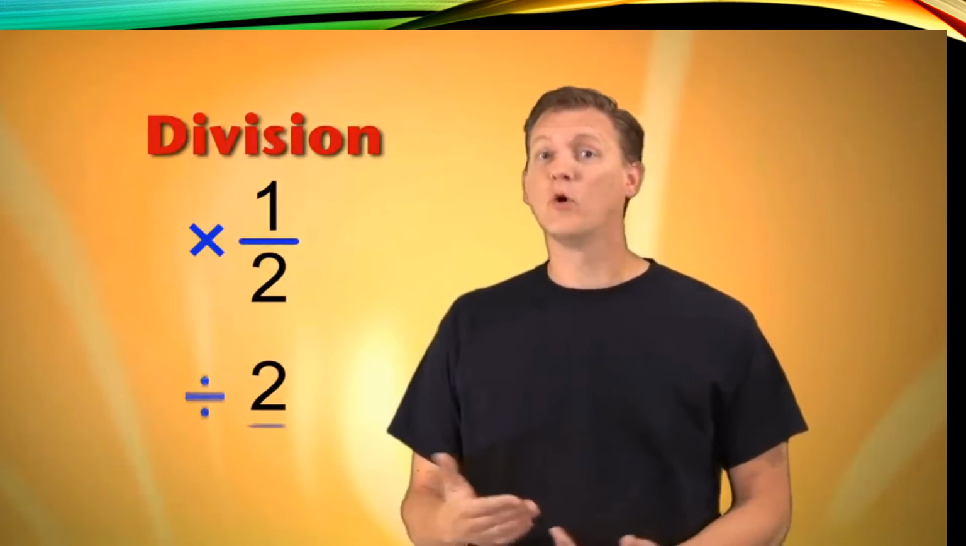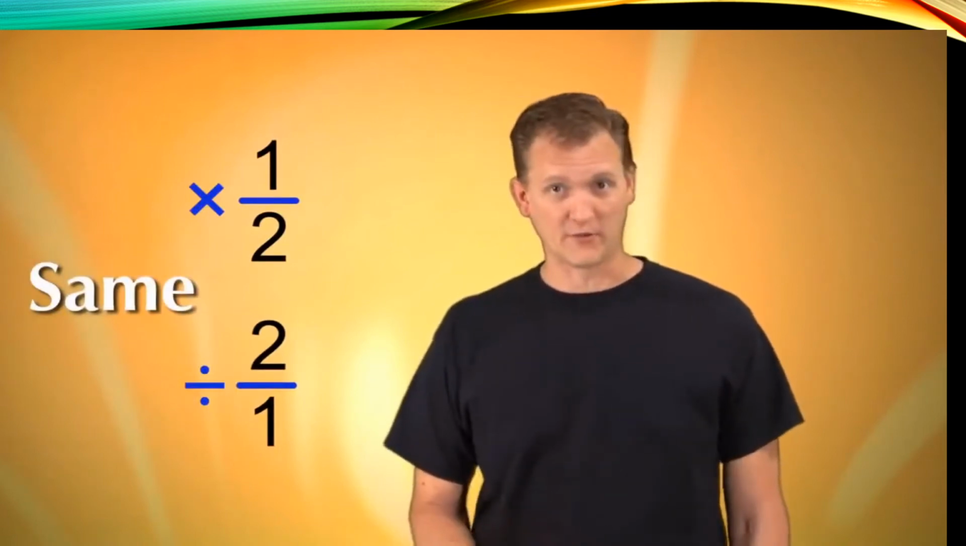And dividing by 2 is the same as dividing by 2 over 1, because you can turn any number into a fraction by just writing a 1 as the bottom number, right? But look, reciprocals. That's why multiplying by 1 over 2 is the same as dividing by 2 over 1. And it's true the other way around, too.